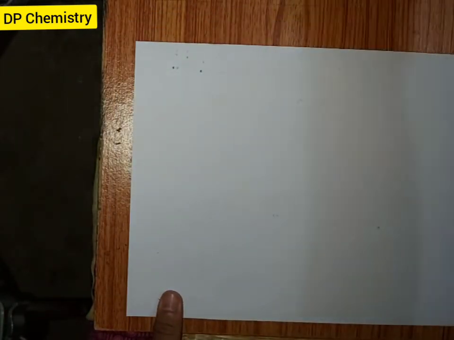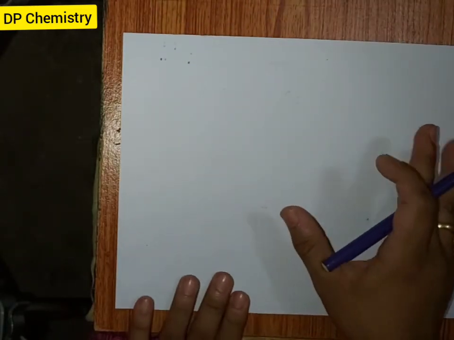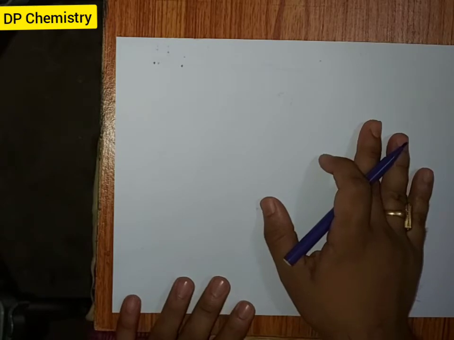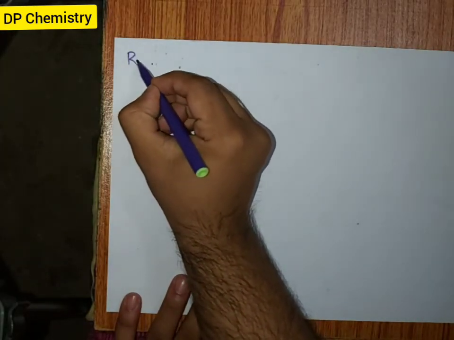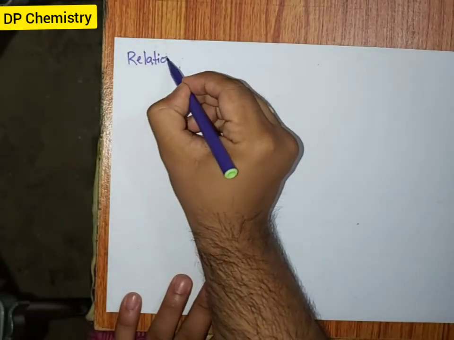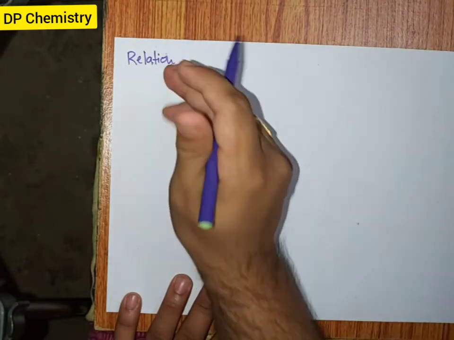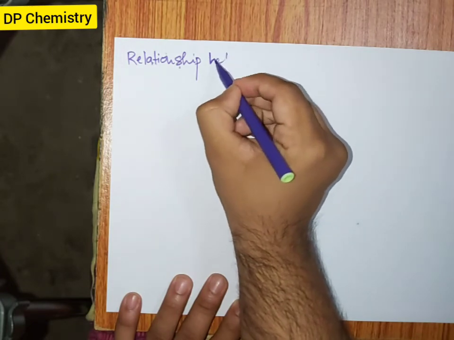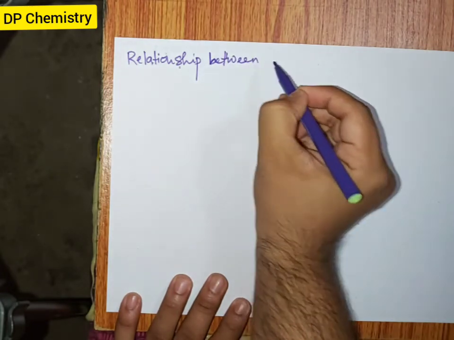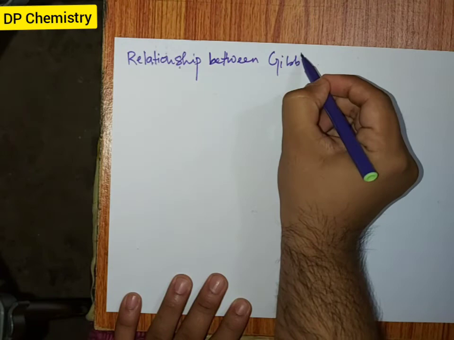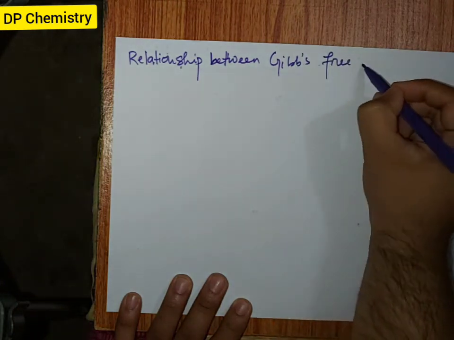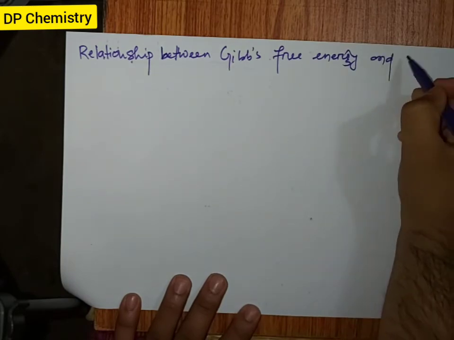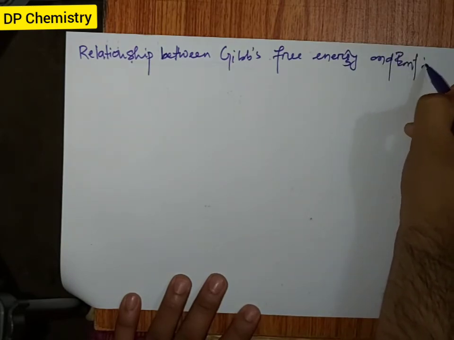Then, the relationship between Gibbs free energy and EMF of the cell. This is not an application of the Nernst equation, this is another part. Relationship between Gibbs free energy and EMF of the cell.